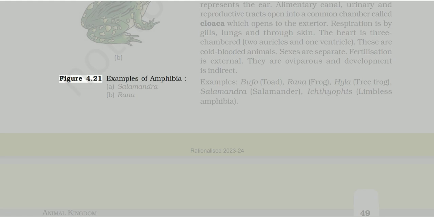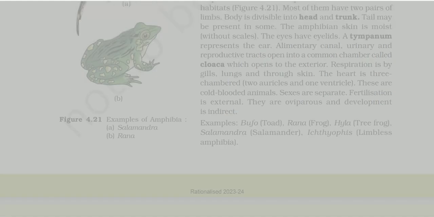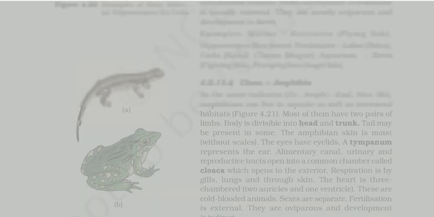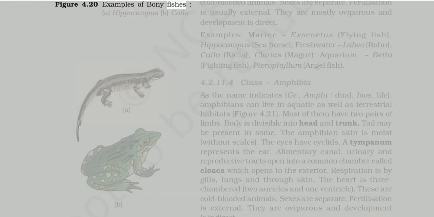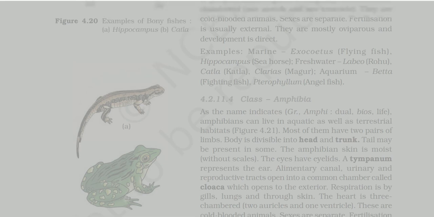Figure 4.21 Examples of amphibia: A. Salamandra, B. Rana. Figure 4.20 Examples of bony fishes: A. Hippocampus, B. Catla.